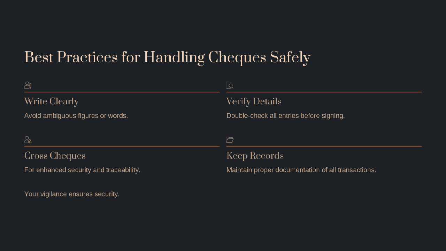Now, how to handle checks safely. There are four steps to handle checks. First one, write clearly. Second one, verify the details by double checking. Third one, cross the check. It helps to increase security and traceability. Fourth one, keep records. Maintain proper records for future consequences.